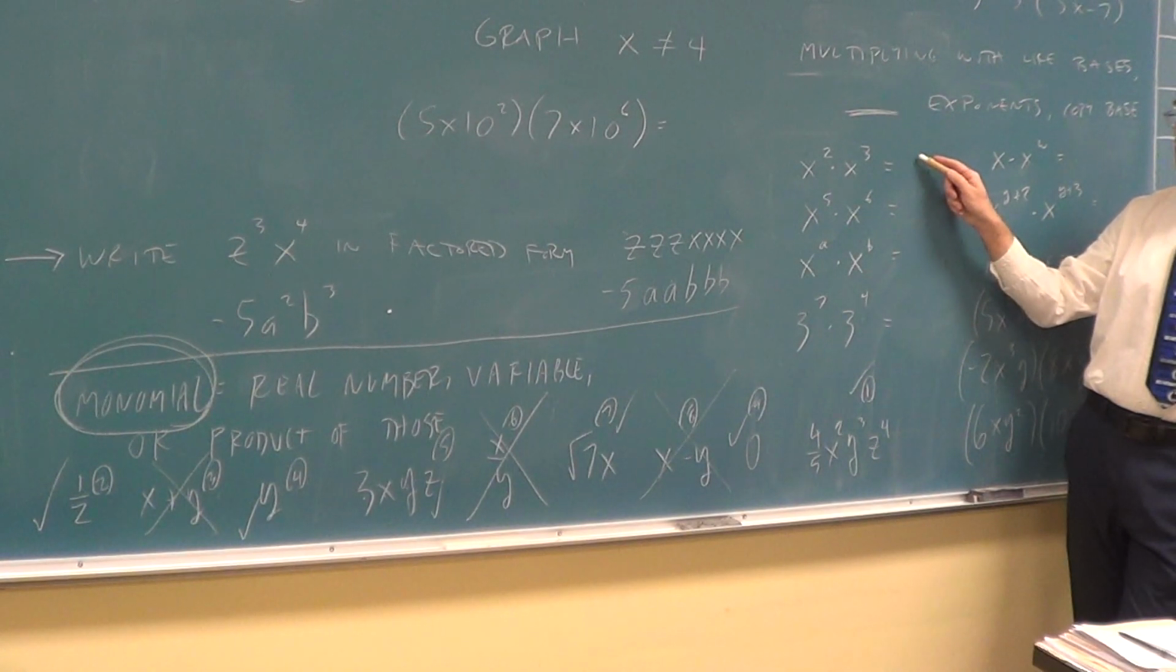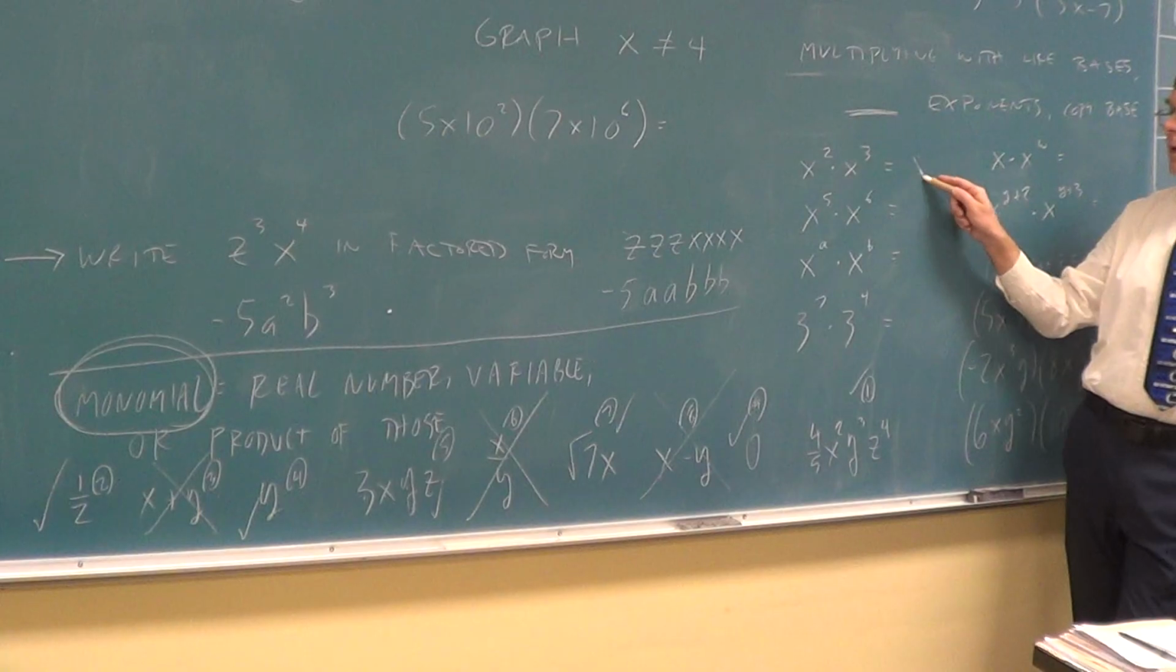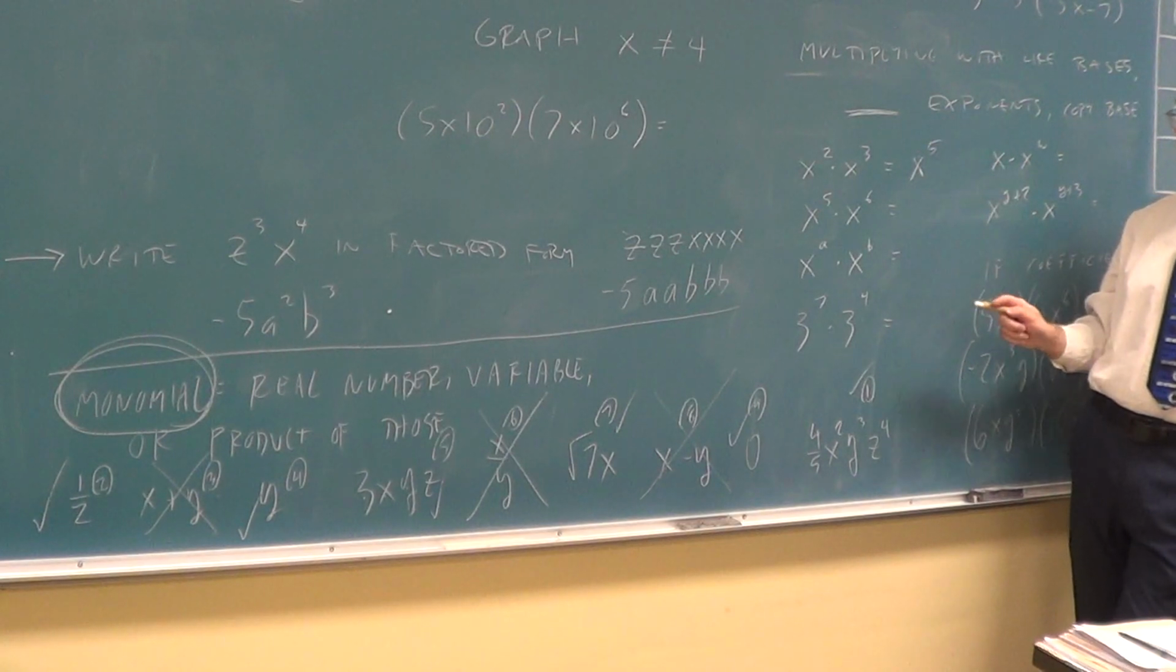Just 5 of them. We could write it that way. What would be a better way to write it? x to the power of 5. x to the power of 5 is totally correct.